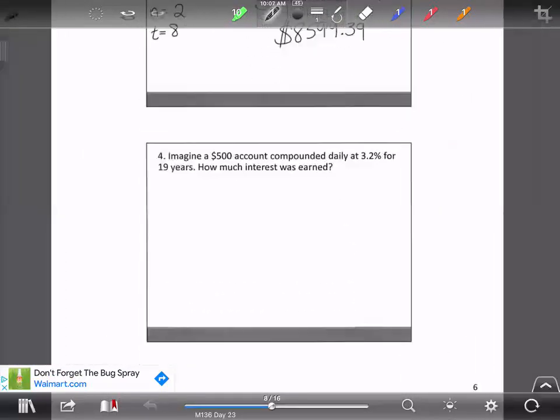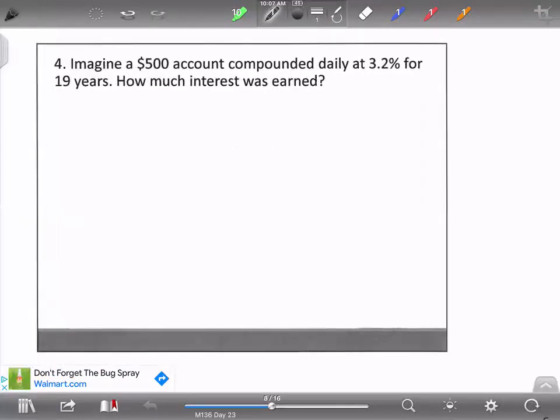Last one down here at the bottom is about as tricky as they can get. So imagine a $500 account compounded daily at 3.2% interest for 19 years. They've changed the question that they're asking you. They're asking you how much interest was earned, not the amount of money in the account at the end of that time. So for this one, we're going to need to find the amount of money that's going to be in the account after 19 years, and then subtract the initial investment, the money that was deposited, to figure out how much interest is going to be earned.